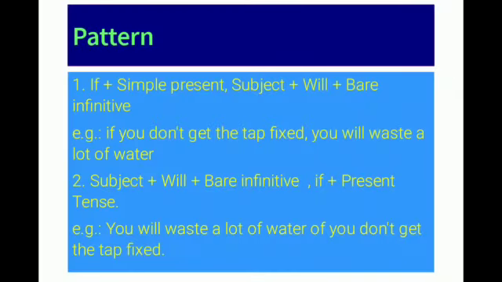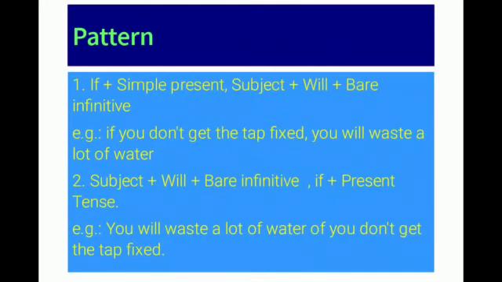Now, let's talk about the pattern of the conditional sentence type 1. The pattern for the sentence is if plus simple present, comma, subject plus will plus bare infinitive. For example, if you don't get the tap fixed, you will waste a lot of water.